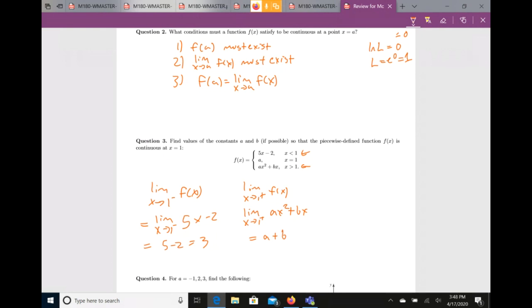Okay, and then finally, I also need to know what is the actual value of the function at 1. So if I just plug 1 into the function, what do I get? Good, a, exactly.